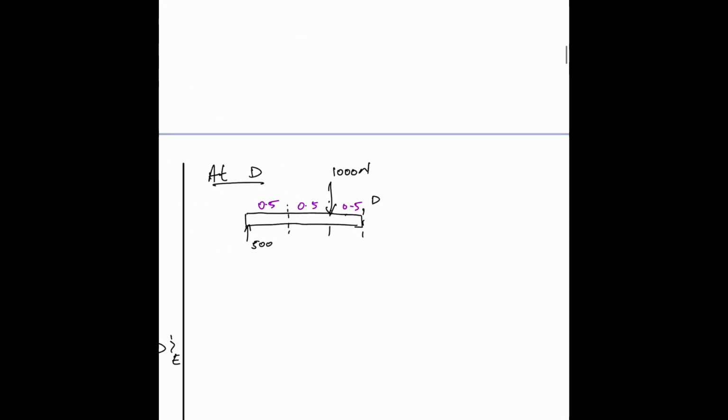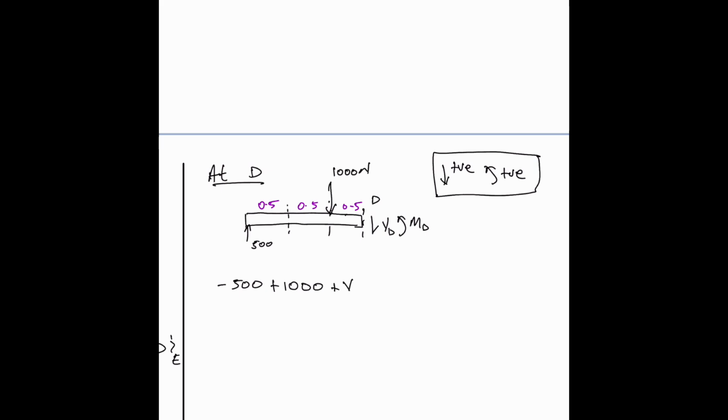Alright, so back to D. Again, VD, MD. Those are the positive directions. For now, you could write this little thing every time so that you become used to knowing what the directions are for beams in terms of positive and negative. So it will be minus 500 plus 1000 because it's down, plus VD equal to 0. So VD is minus 500.